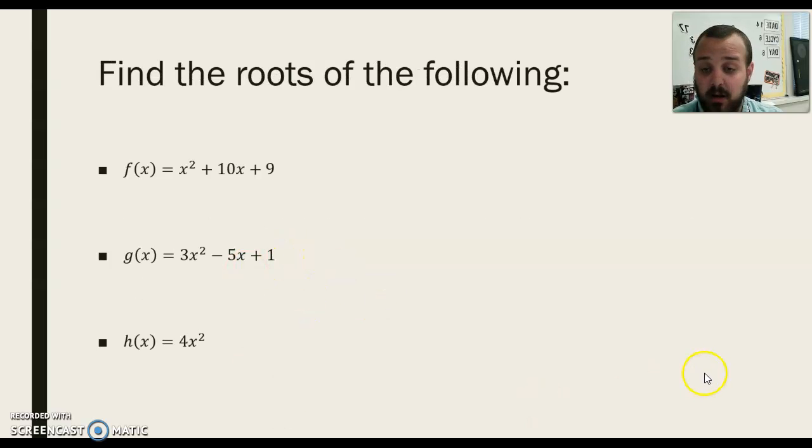So I just want to do a little bit of quick review. Go ahead and pause and take a minute and just tell me what the roots are of these three functions. See if you remember how to do that. And then we'll come back together and we'll talk about what these roots are. But set them equal to 0, solve, and you tell me what the roots are for these quadratics.